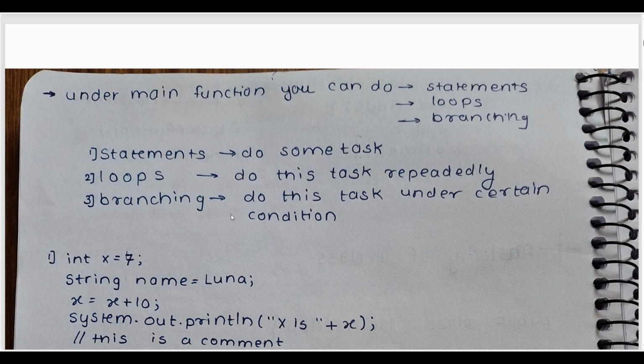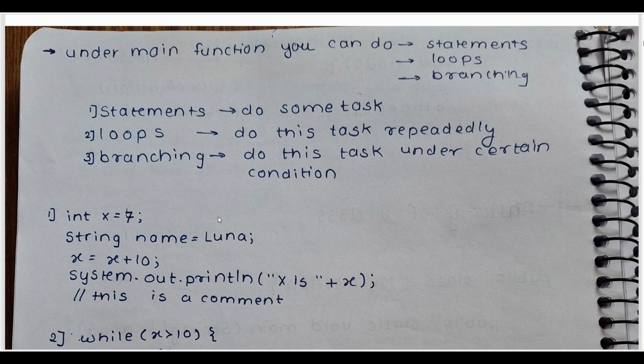Look at here, this is an example of a statement. int x = 7. What we are doing here is assigning value 7 to x. Then another example is String name = "Luna". Luna is a value, just like 7 is a value. We are assigning it to the variable name. Here the variable is x, and the type of variable is integer, because 7 is an integer, and the type of variable name is String because the value is a string.